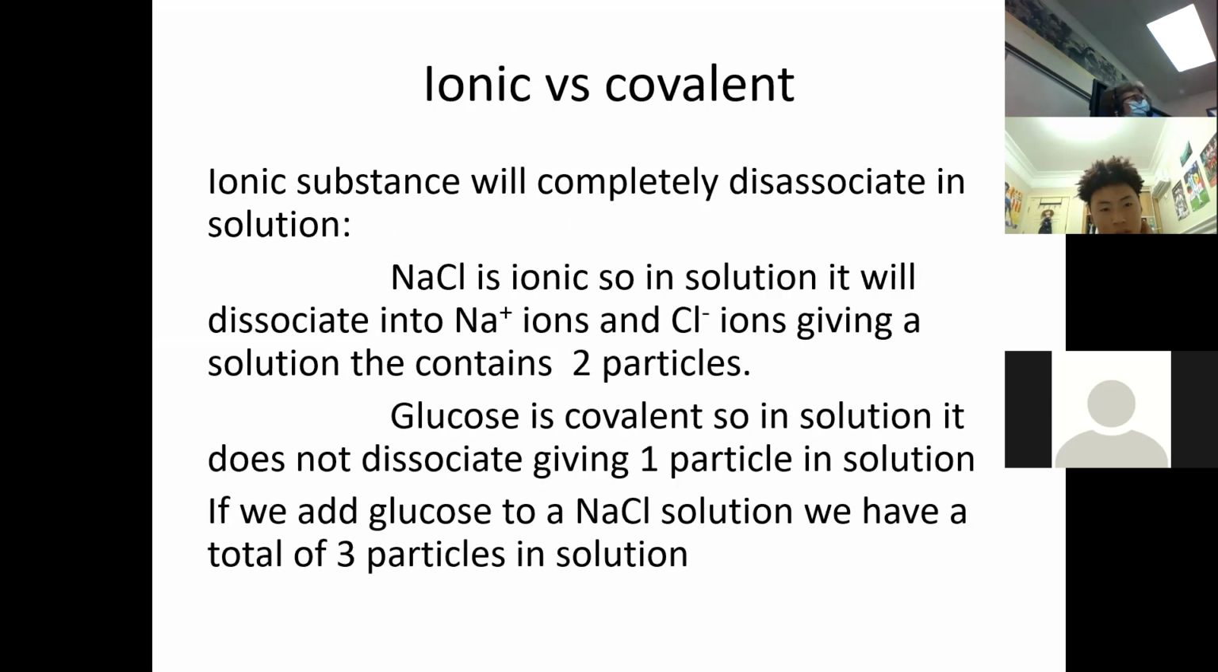Ionic versus covalent substances. An ionic substance will completely dissociate in solution. Why is that? Like sodium chloride, it's going to come apart. Are you going to get sodium and chloride ions? Why does that happen? Because water's polar, right? So if it's an ionic compound, it's going to completely dissociate in water, right? Salt completely dissolves in water, right?